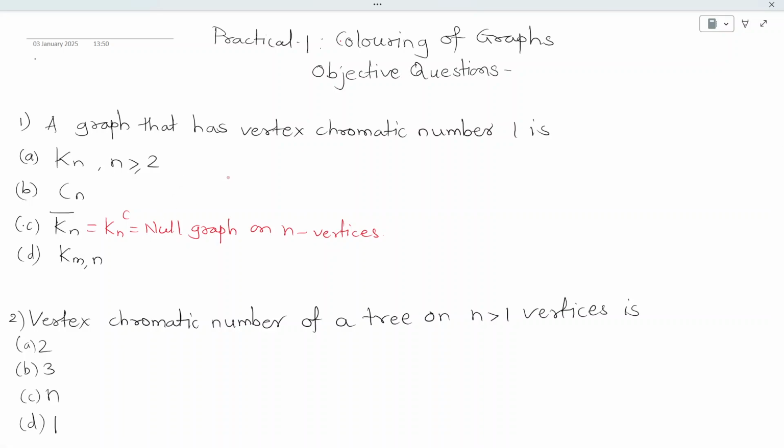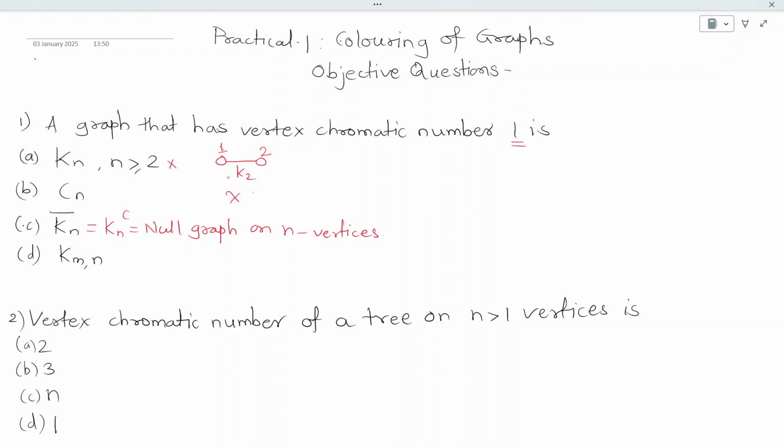So I am drawing K2 here, Kn for n greater than or equal to 2. We can color this vertex using color 1, and to this we have used color 2. So the vertex chromatic number of K2 is 2. So the option Kn for n greater than or equal to 2 is incorrect, because we want to find a graph with vertex chromatic number 1.